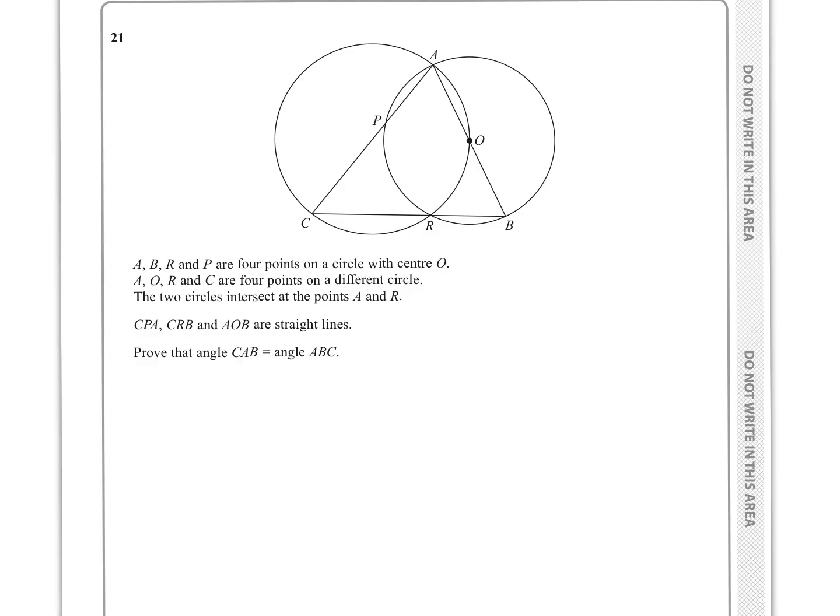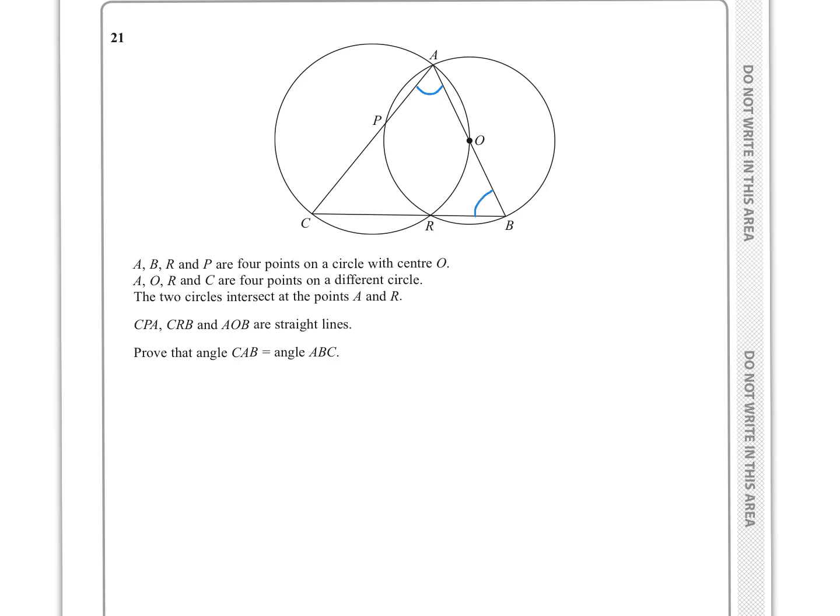Question 21. We're given what looks like a really complicated question here, and we're going to try and make this as easy as possible. So we're given all the points, and we're told where the centre of one of the circles is, O, and the two circles intersect at the points A and R. Okay, that's fine. And CPA, CRB, and AOB are straight lines. Okay, we've got to prove that angle CAB is the same as angle ABC.